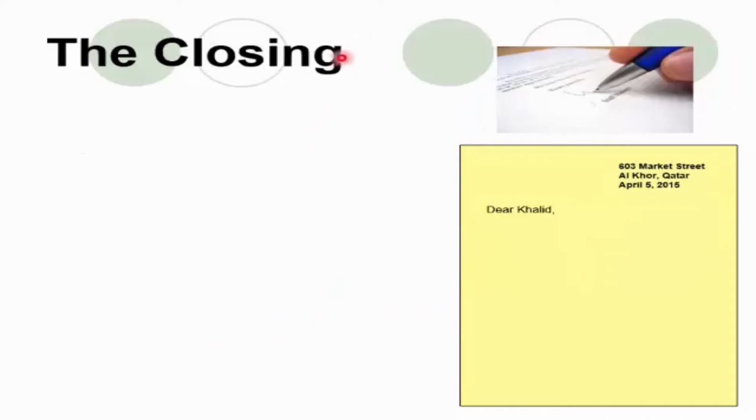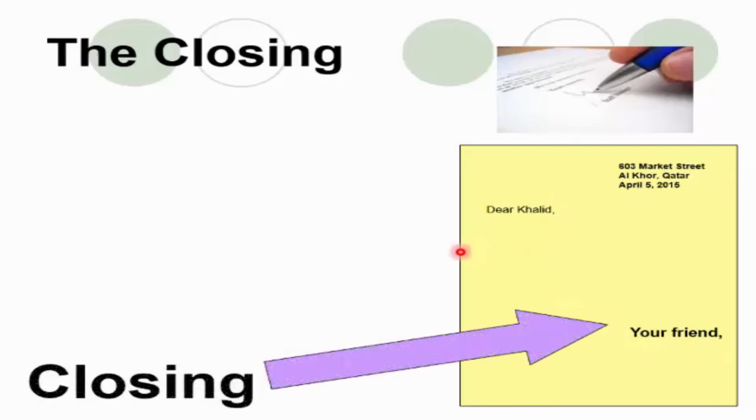The closing. This is how to close your letter. I write here just your friend and also a comma here. So pay attention, we have 2 commas and they are very important. The first comma comes after the greeting, and the other comma comes after the closing. So 2 commas. Closing.